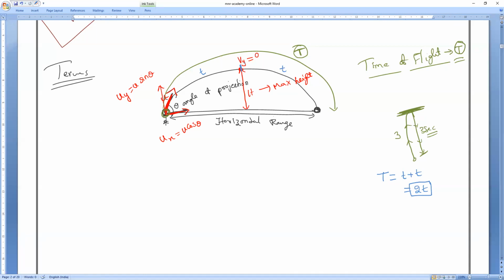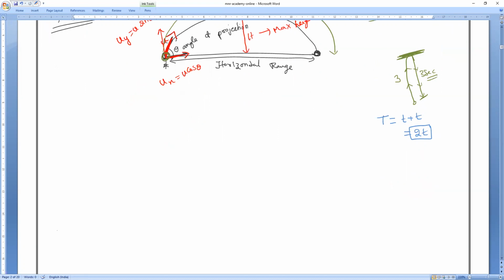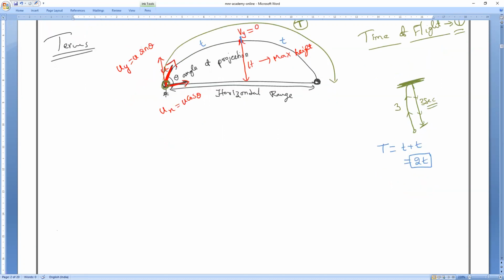So let us consider now the time of flight. What are the formulas? Each and every formula you can learn by heart. Of course, derivations are also very important. You should remember that. Have you understood, everybody, the basic idea of projectile motion? Are you clear, everyone? Yes, sir.